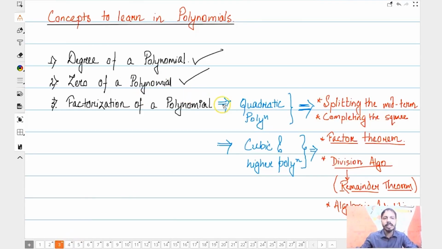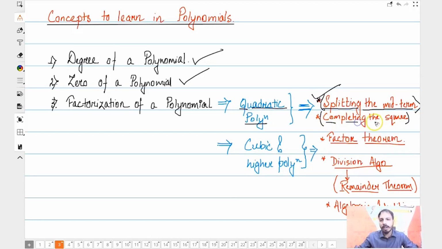To find out the zeros, we can do factorization for higher orders. For example, let's talk about quadratic polynomials. In quadratic polynomials, the technique that we can use is splitting the middle term. We will discuss and solve numericals of this concept where we will learn how to split the middle term. Second is completing the squares.